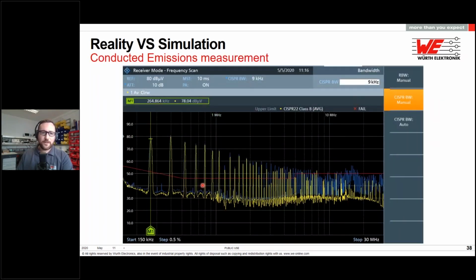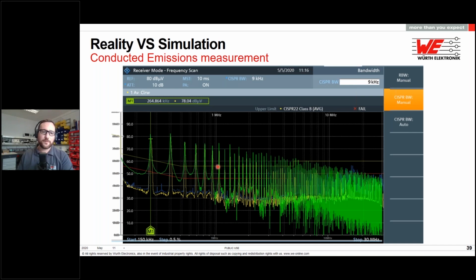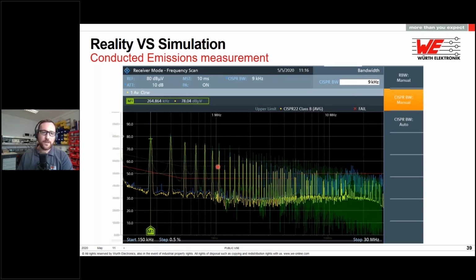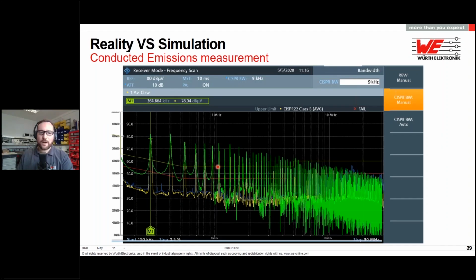You can see in the back, there is the spectrum analyzer that did this job. And if we compare our simulation together with the measurement, you can see on the screen that it looks roughly the same. In green is the simulation, and in blue and yellow is the actual measurement. So you see that here we're having mostly the same signal shape.